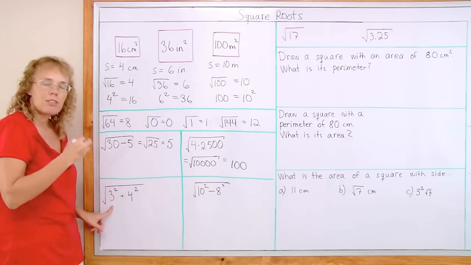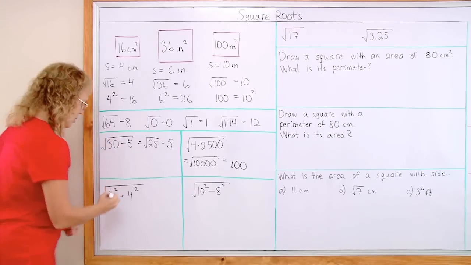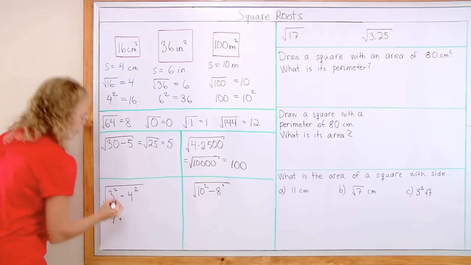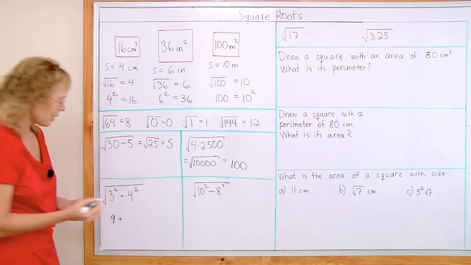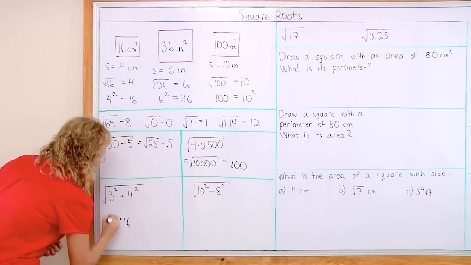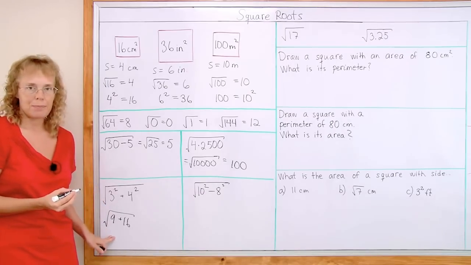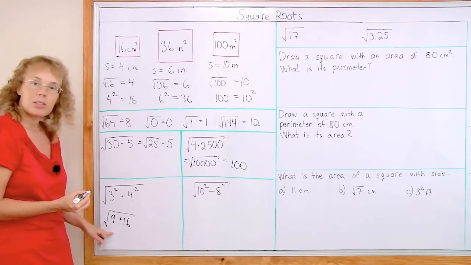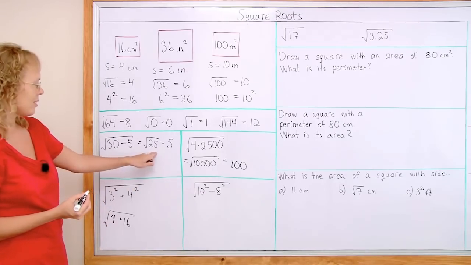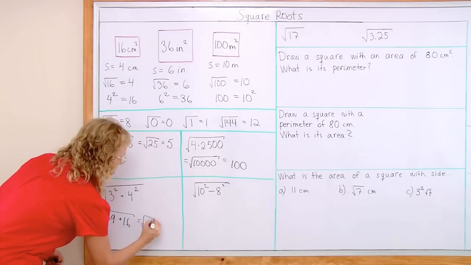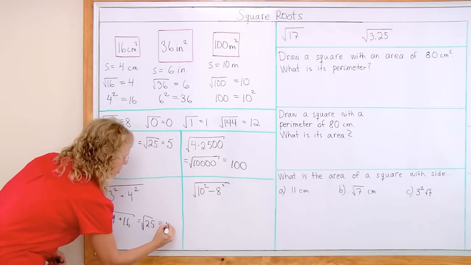So I first calculate 3 squared, which is 9. And 4 squared, which is 16. So square root of 9 plus 16. This here is 25, and we already had that. So this whole thing, square root of 25 equals 5.